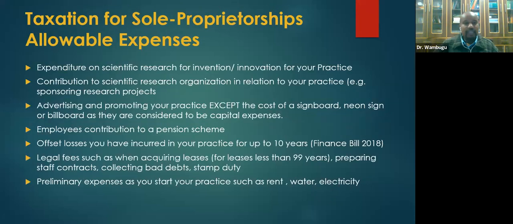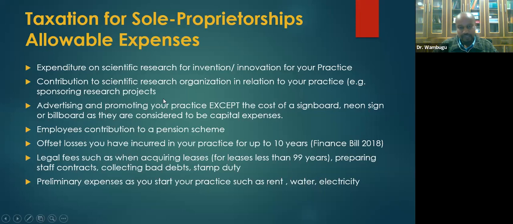Now, other expenses that are allowed for a sole proprietorship include expenditure on scientific research or invention or innovation for your practice. So for example, if you engage somebody to come to your clinic to study how to make your practice more efficient, maybe to innovate and design a software for you, the expenditure you spend on that can actually be expensed from your practice. Also, contribution to a scientific research organization in relation to your practice. Like if you sponsor somebody to come and do a research project within your practice for the betterment of your practice, you can actually claim that.